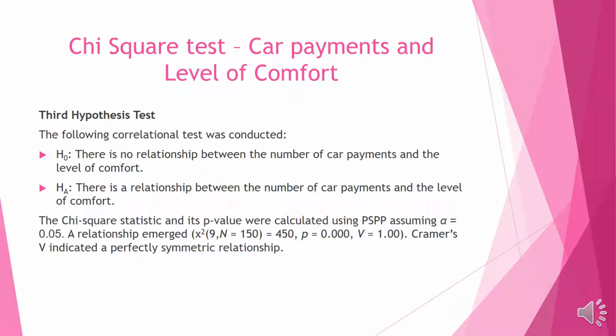The chi-square was calculated at 450, given a sample size of 150 and a degree of freedom of 9. Cramer's V was also calculated, and it came out as 1, which means that it is a perfectly symmetric relationship.